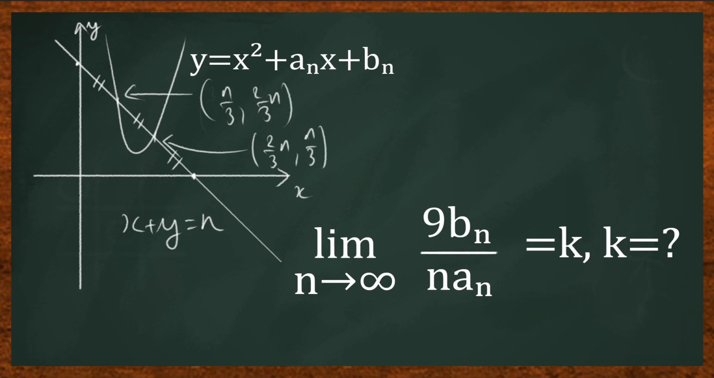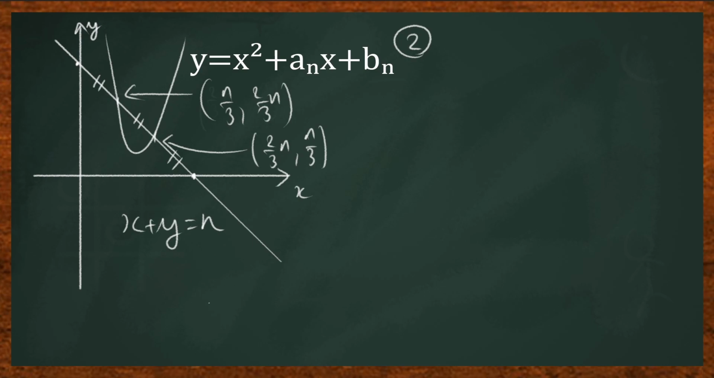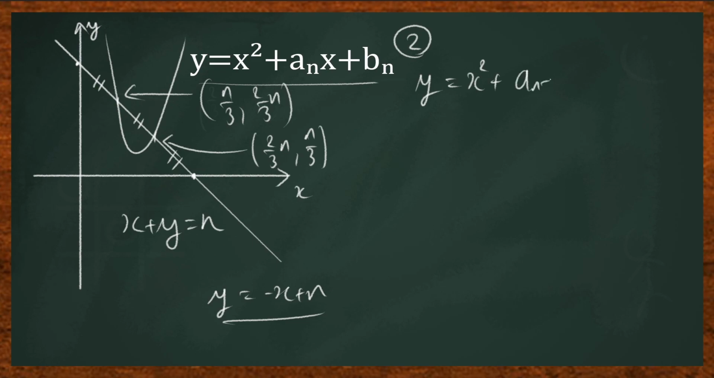Using a simultaneous equation and solving it is a good way, but let's try some other ways to solve this problem. Let's rewrite x plus y equals n into y equals minus x plus n. After that, subtract minus x plus n from the quadratic equation x squared plus anx plus bn. Then we will have an equation like this, and when the x value is n out of 3 and 2n out of 3, the y value will be 0.